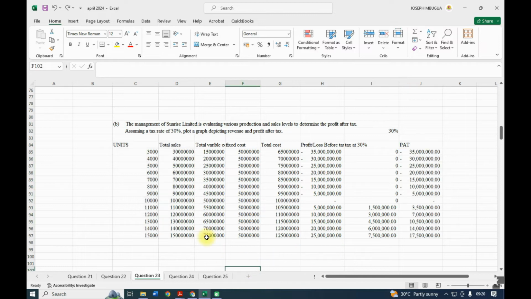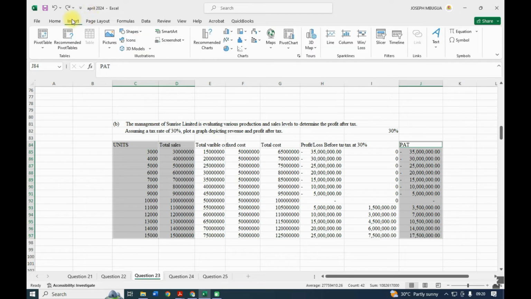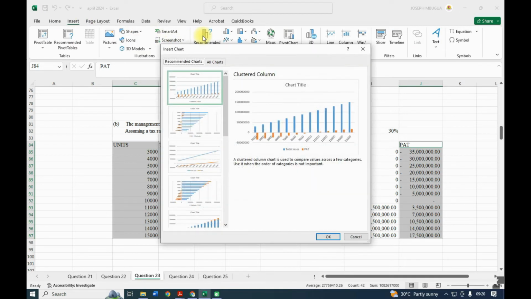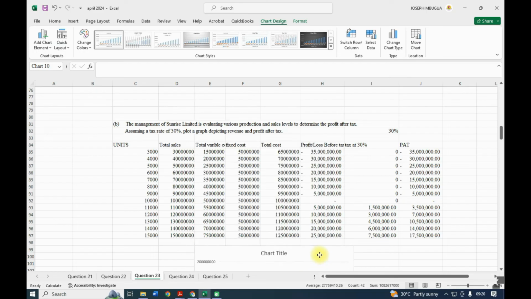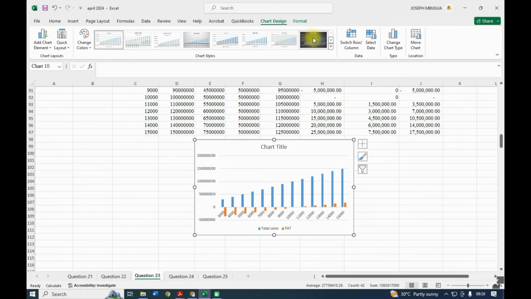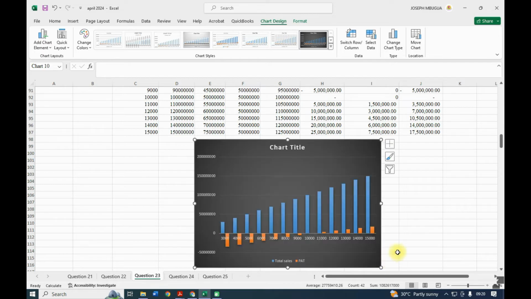Allow me to redo it because I need it to show the units. Insert, let me see the recommended charts. Because it had not captured the units correctly, that's why the recommended charts were not showing up. I think that one now is okay. With the units in place, you can still use a blank one.